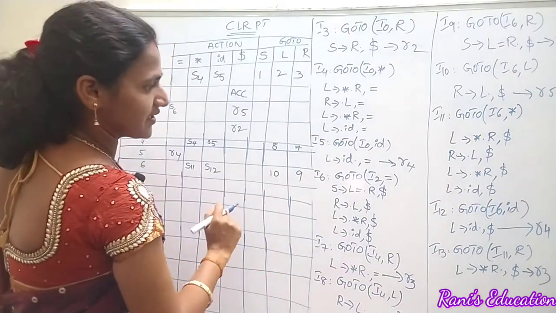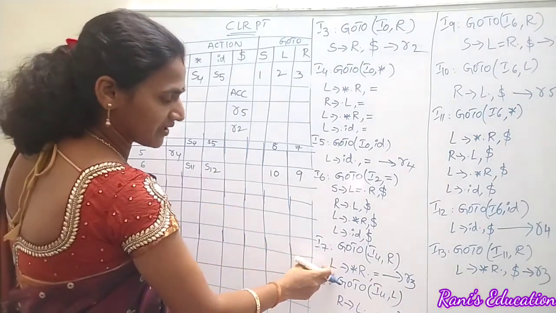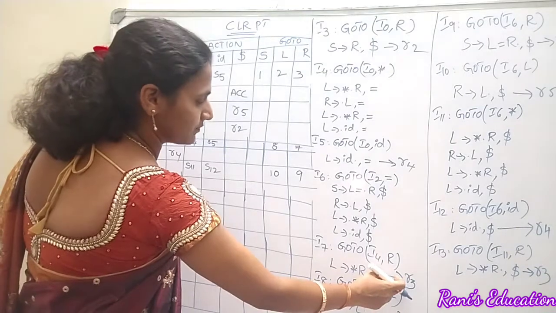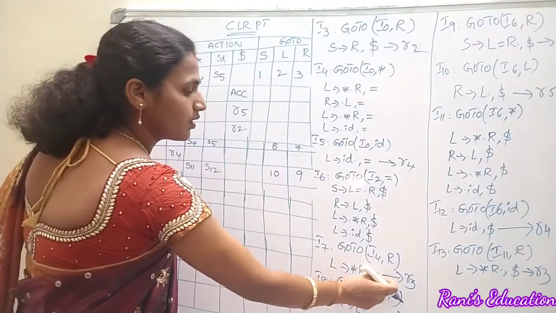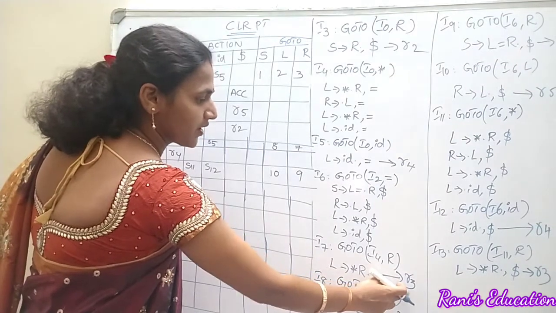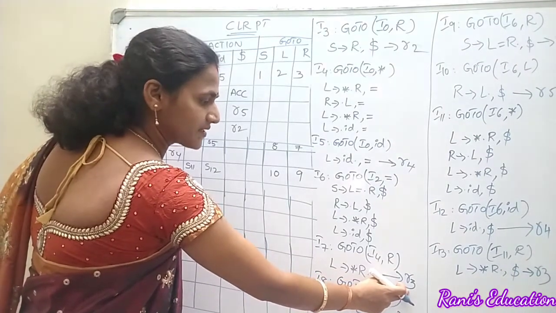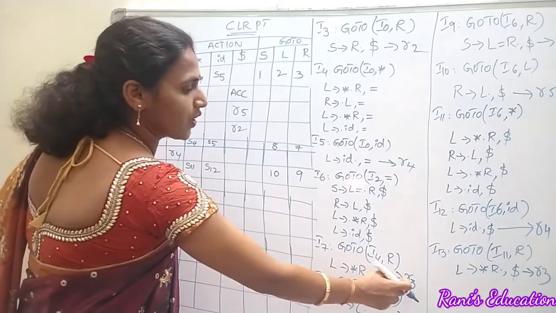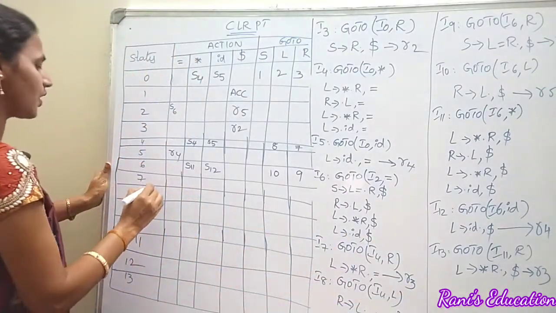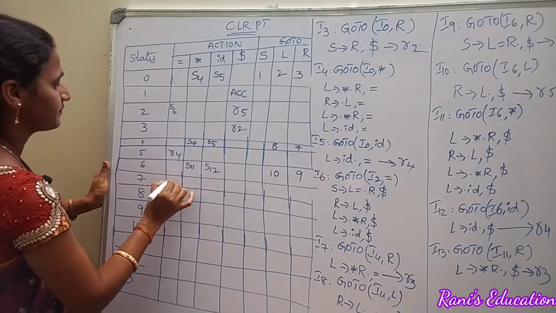Now move on to the seventh item. In the seventh item, we have a reduction. We can observe that it is a reduced production whose reduction number is R3. What is the look ahead for that? Equal. So under equal, you are going to write the reduction number as R3 for I7.